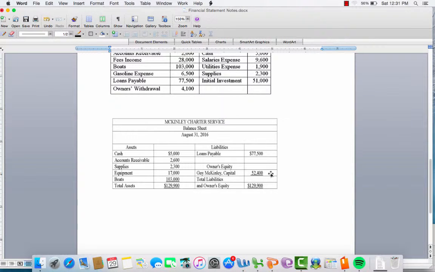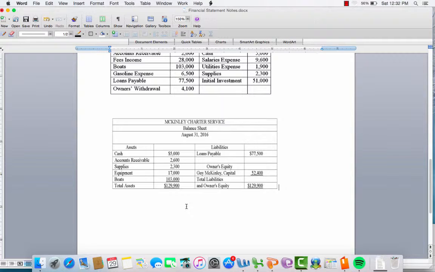So the last thing we want to do is add up our liabilities, our loans payable in this case, plus our equity, the $52,400. We add those up together, we get $129,900. Notice the sum total of my liabilities and owner's equity equals the total of my assets. They're both $129,900. So that's a good thing. We know we're in balance. That's a very, very good sign.